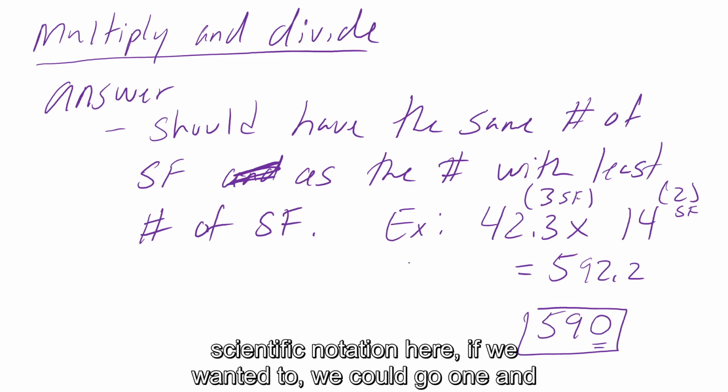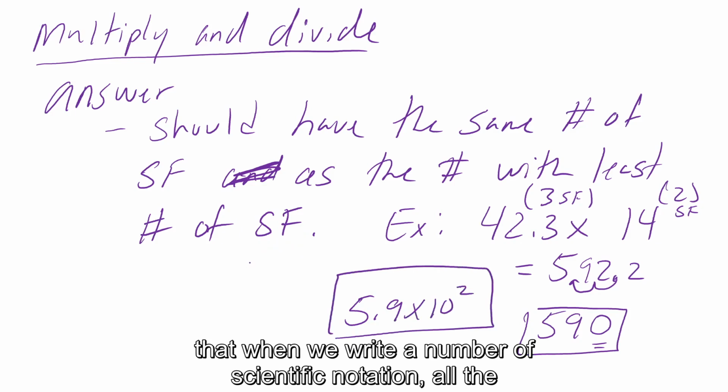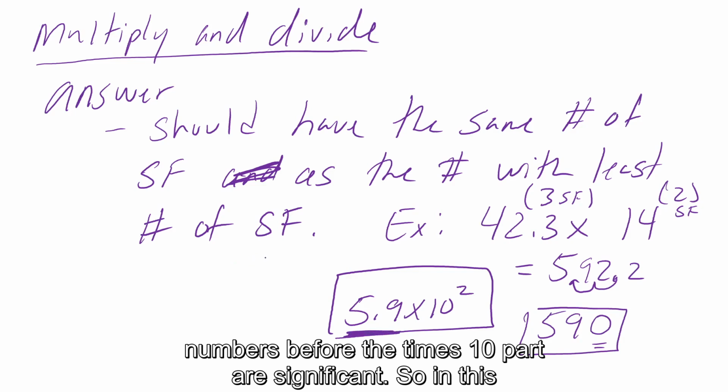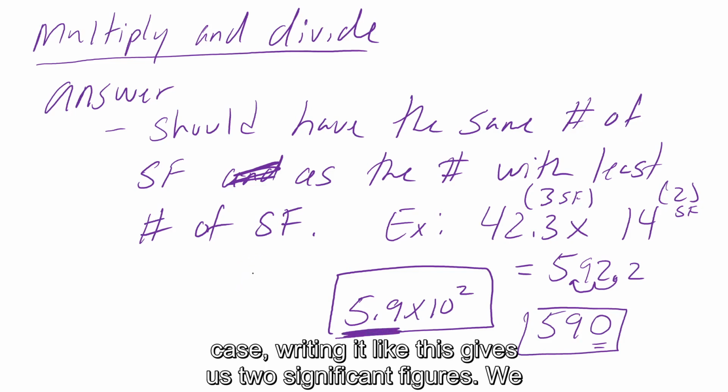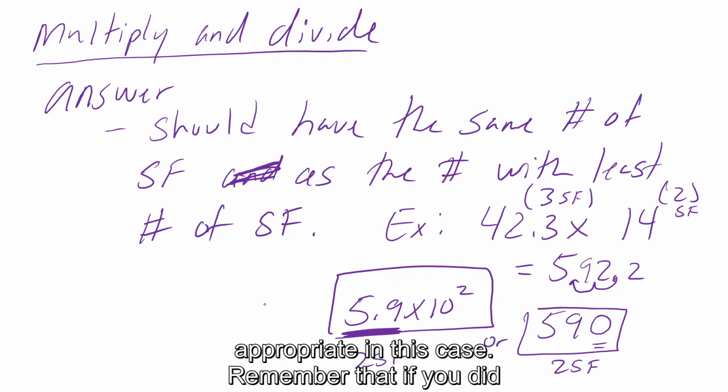We could also do scientific notation here if we wanted to. We could go 1 and 2. And here we could go 5.9 times 10 to the 2. Remember that when we write a number in scientific notation, all the numbers before the times 10 part are significant. So in this case, writing it like this gives us 2 significant figures. So either way would be appropriate in this case.